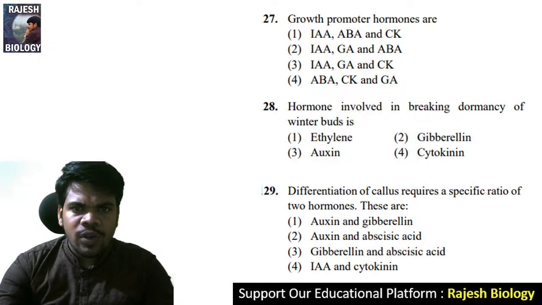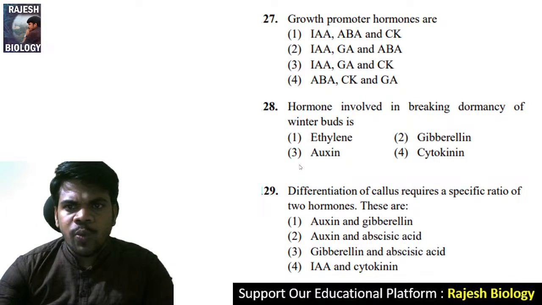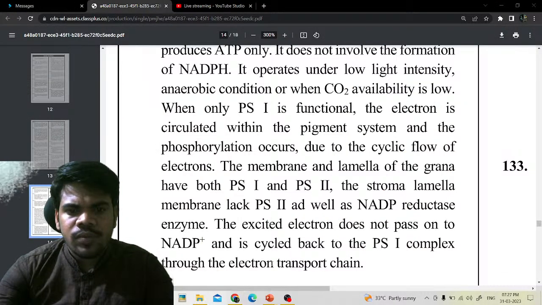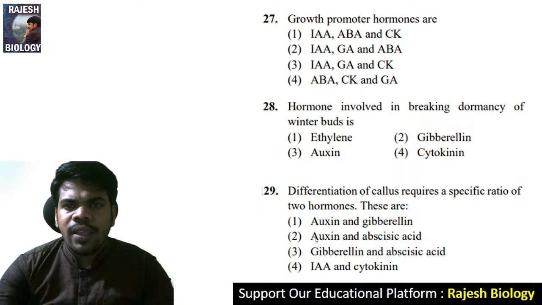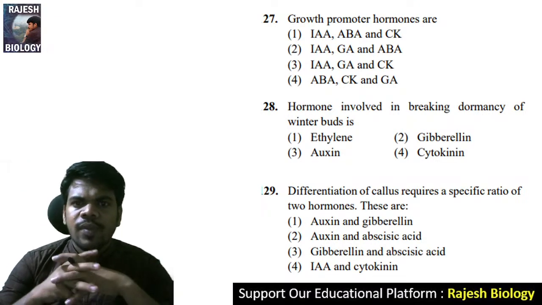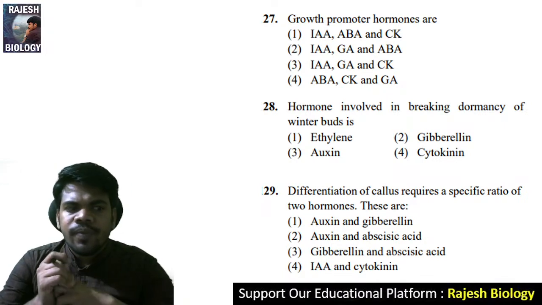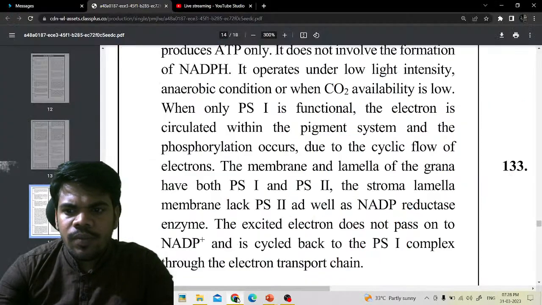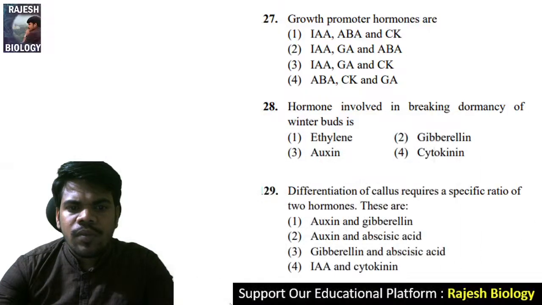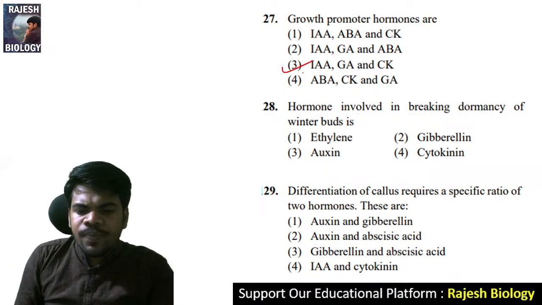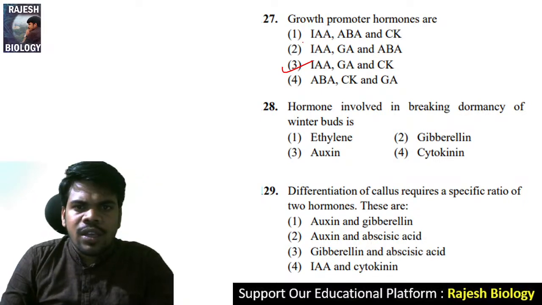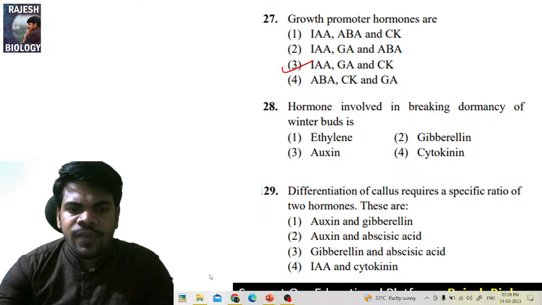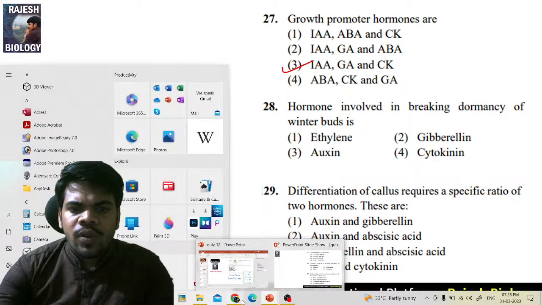So 27: growth promoter hormones are what? IAA, ABA and CK. IAA, GA and ABA. Okay, the growth promoting hormones are option 3: IAA, GA and CK. IAA, GA and CK are the growth promoting factors. And the hormone involved in breaking dormancy of winter buds is... so let us see this one also, one by one.